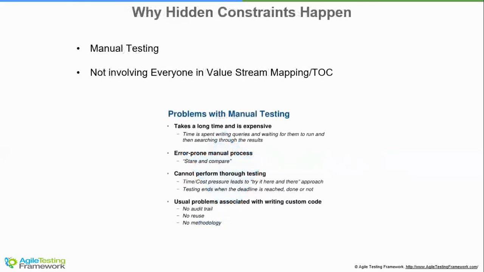So why do these hidden constraints happen with testing? We have to understand this is not the fault of testers. It's just a reality of attempting to cover testing in a manual way with limited resources and time.